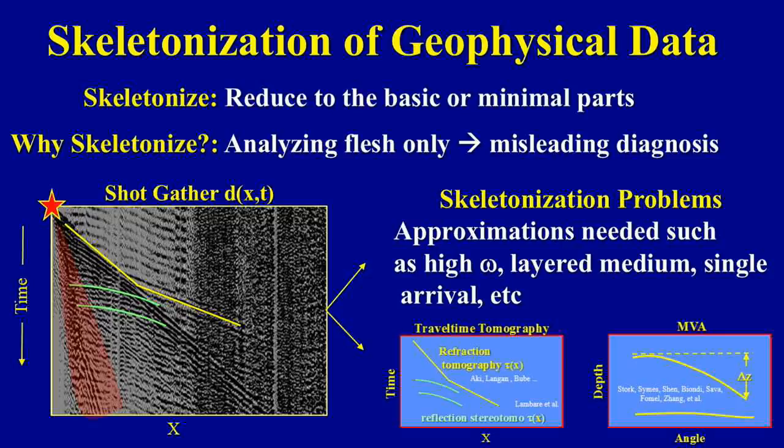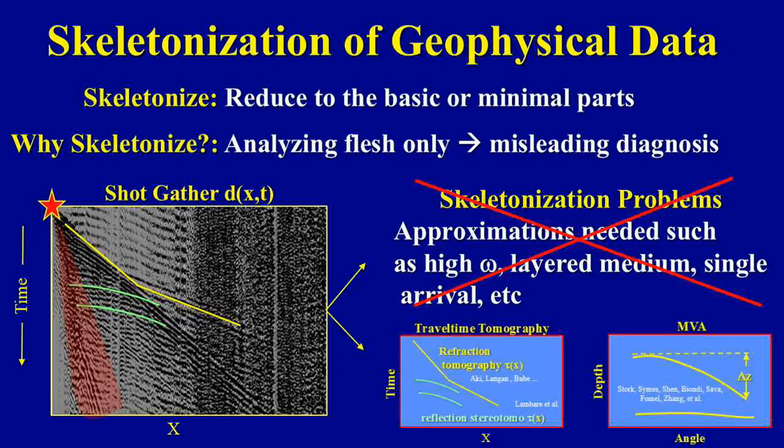The problem is, when you start skeletonizing the data into simpler pieces, then you typically suffer from loss of resolution. One of the losses of resolution is the fact that often people who do this skeletonized inversion have to make approximations to the modeling equation. They have to make a high frequency approximation in the form of ray tracing. Or they have to make, in the case of dispersion analysis, assume a 1D layered velocity model. You can't use dispersion analysis on 2D or 3D models, or single arrival approximations. And so they all contribute to the loss of resolution in your estimated velocity or Q models that you're after. How do we fix this problem? We fix this problem with wave equation skeletonized inversion.